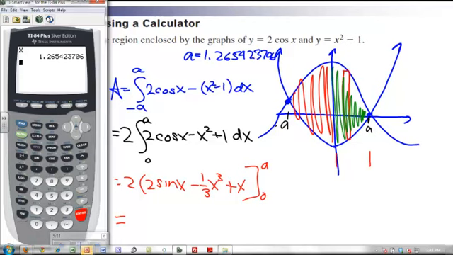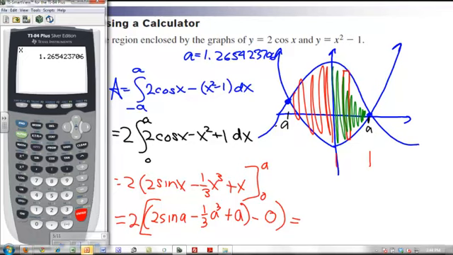And that's equal to 2 times 2 sine of a minus 1/3 a squared, or a cubed, plus a. So there's my upper bound evaluated at a. And I'm just going to do a quick note here. The sine of 0 is 0, and 1/3 of 0 cubed is 0. So this becomes a big whopping zero, minus 0 over there.